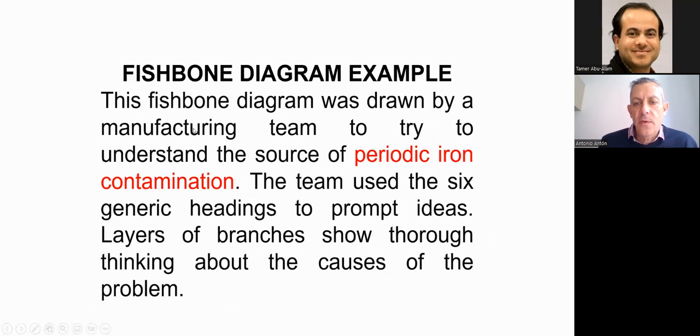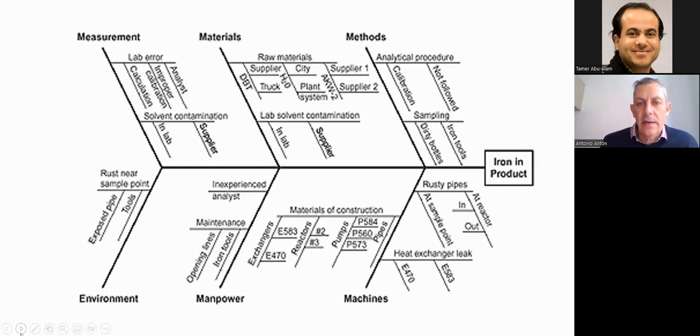Use the fishbone to try to understand the source of periodic iron contamination. This is something like iron contamination in a product, and you try to prove what happened, what occurs that the iron is in the product. It could be iron in something like food or whatever. Where does it come from? Perhaps you need to stop the production. Where does it come from? In terms of machines, perhaps it comes from a machine.